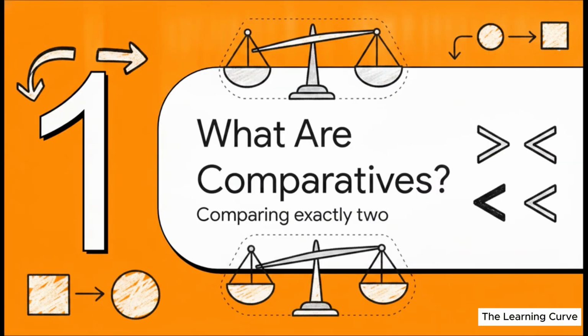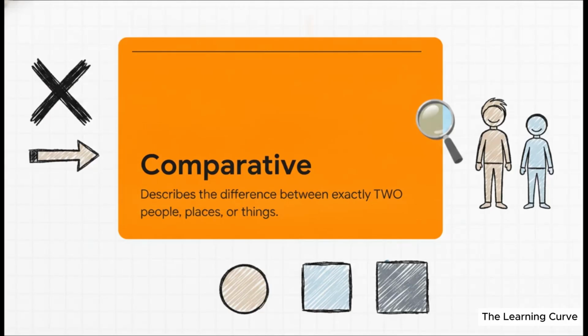What are comparatives? This is all about comparing exactly 2 things. So the absolute most important thing to take away here is that a comparative is only used when we're looking at exactly 2 things and noticing a difference between them. As human beings, we just love to categorize and contrast things, right? When you look at 2 objects, your brain immediately registers differences in size, speed, age, or quality. A comparative is literally just a tool you use in English to express that specific observation out loud. Remember, the golden rule here is the number 2. 2 people, 2 places, or 2 things.